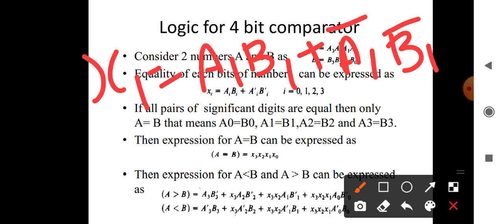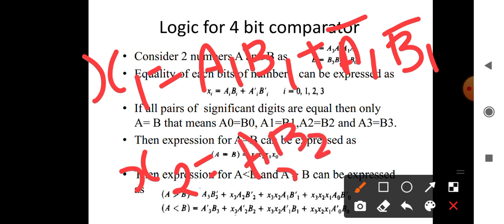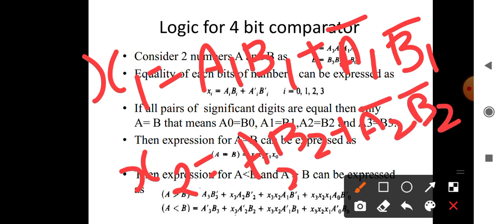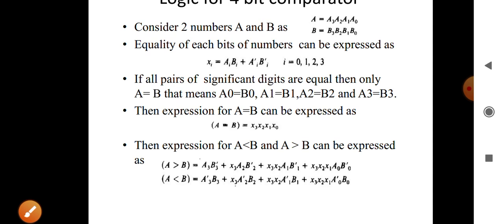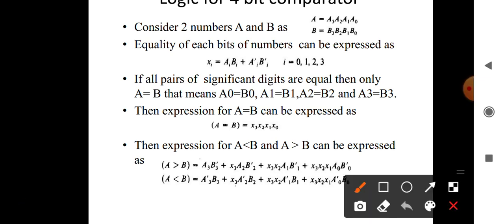Then what is x2? x2 means a2 b2 plus a2 complement into b2 complement. Like that it will be followed for all, and then we have to substitute that into x3 x2 x1 x0. Then you will get the following expression, like this.